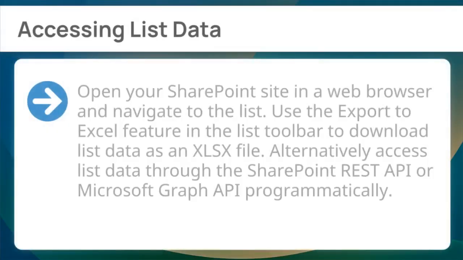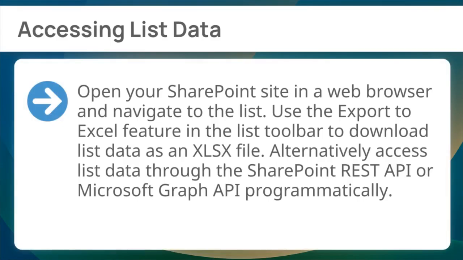First, accessing list data. Open your SharePoint site in a web browser and navigate to the list. Use the Export to Excel feature in the List toolbar to download list data as an XLSX file. Alternatively, access list data through the SharePoint REST API or Microsoft Graph API programmatically.